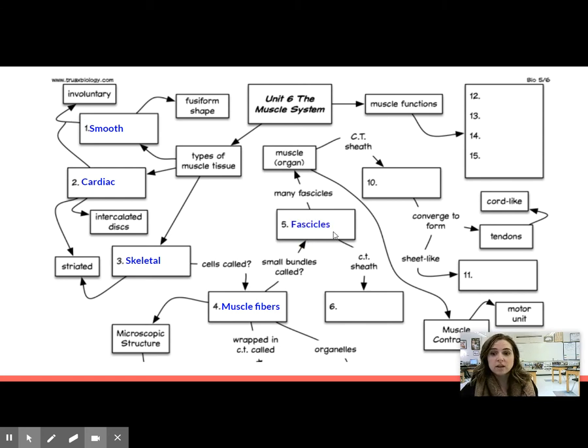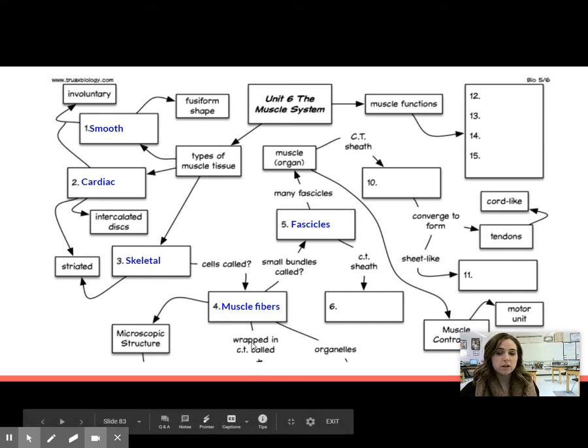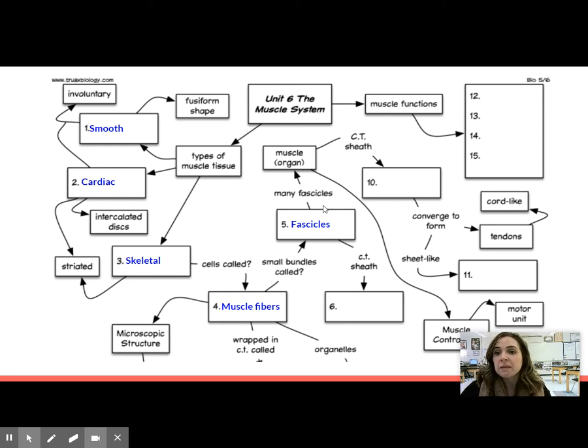So then when we wrap that fascicle up in its own connective tissue wrapping, you guys can follow on your sheet down here that these muscle fibers have their own connective tissue. We'll get to that on the next slide. But the fascicles, this would be the middle layer. They are wrapped in their own connective tissue layer called perimysium. That's the middle one, perimysium.